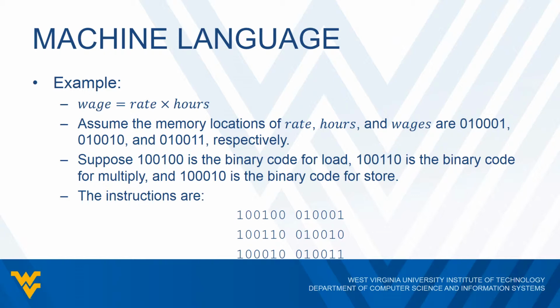And then the last instruction, 100010010011, that's going to take the result that's now in the register, because the register has the wage value, but now we need to store it back into our memory. So that first part is our store operation, and then that second part is the address of wages. So that means we're going to take whatever is in the register, which is our wage value, and store it in the address that we have assigned to hold our wage value in our memory.